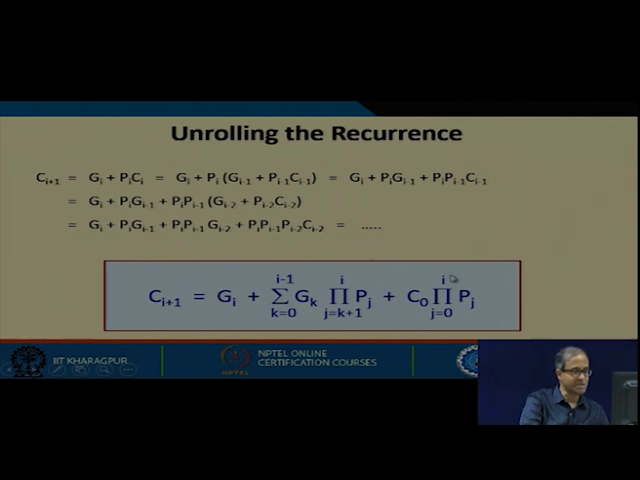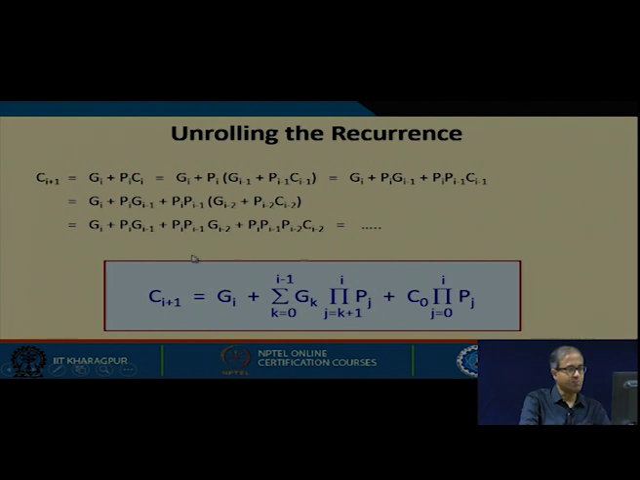So, in general the expression of Ci plus 1 will become like this. There will be a gi, there will be in the last term a C0 with all the products of pi, and there will be several other terms. With gi minus 1 there will be a single pi, gi minus 2 there will be 2 pi's, gi minus 3 there will be 3 pi's, and so on. So, it can be expressed in the form of an expression like this: summation of many terms where gk is multiplied by the product of pj, j equal to k plus 1 to i. So, if you work this out, you will see that this expression and this generalization mean the same thing.